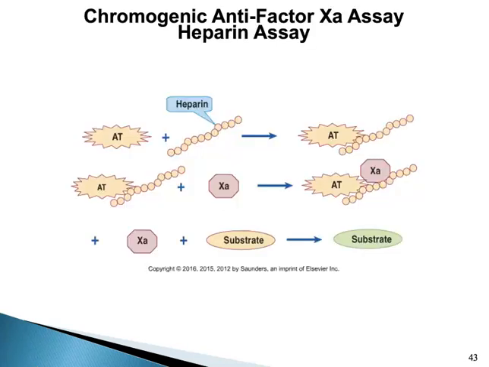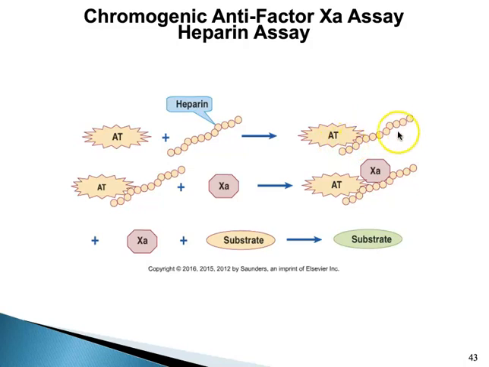So I have an image here which explains the procedure. And so this is how the chromogenic anti-factor 10A assay, or heparin assay, works. The chromogenic anti-factor 10A assay measures the ability of heparin in the patient's plasma to complex with antithrombin. And the whole point is to neutralize activated factor 10A in the reagent, okay? So we want heparin and antithrombin to form a complex, okay?